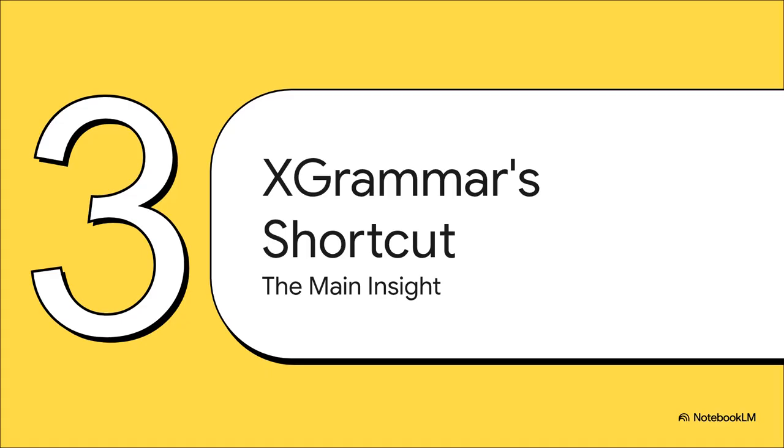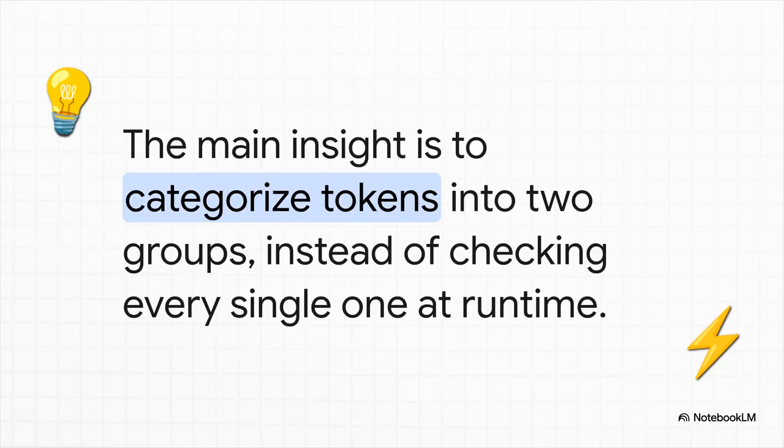Okay, but this is where it all changes. This is where it gets really, really cool. Let's talk about XGrammar's incredibly clever aha moment that just completely shatters this bottleneck. The absolute genius of XGrammar is that they realized checking all 128,000 tokens every single time isn't just slow, it's completely pointless. They saw that not all tokens are created equal.